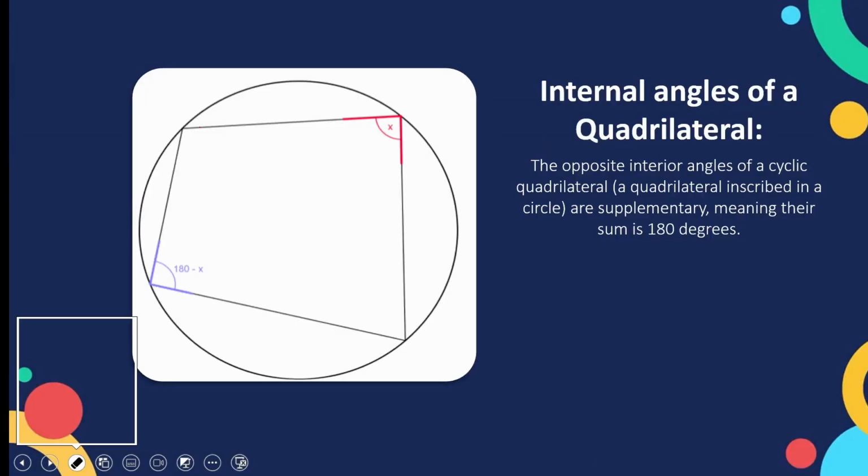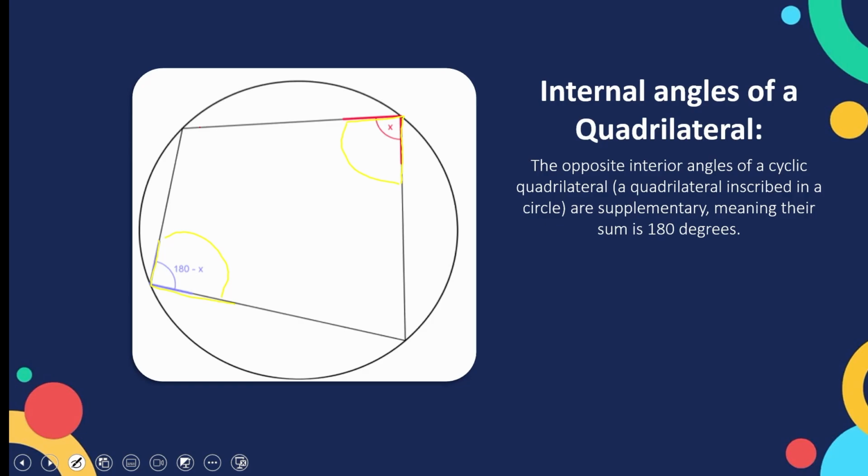A cyclic quad very simply says this, that the opposite interior angles, so these two angles here, are supplementary. Now what does this mean? Supplementary angles are two angles. If we add them together, angle 1 plus angle 2 must give you 180 degrees. That's what supplementary is. They supplement each other to get to the 180.